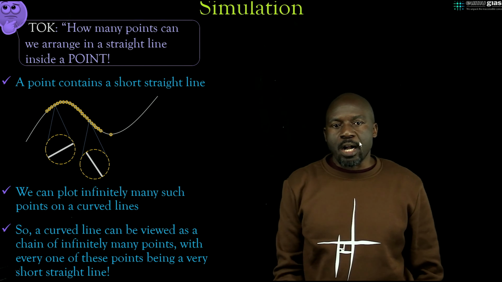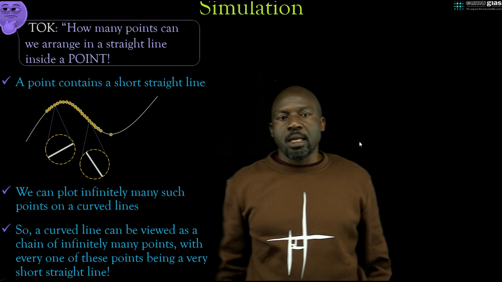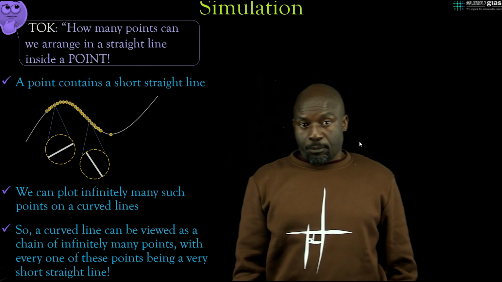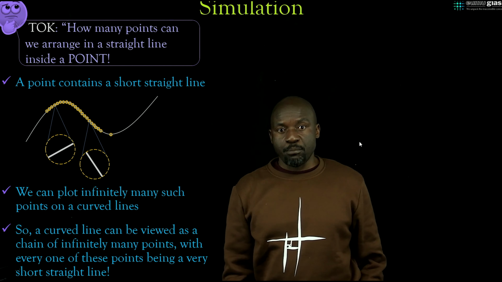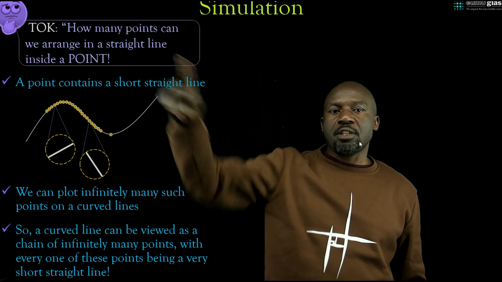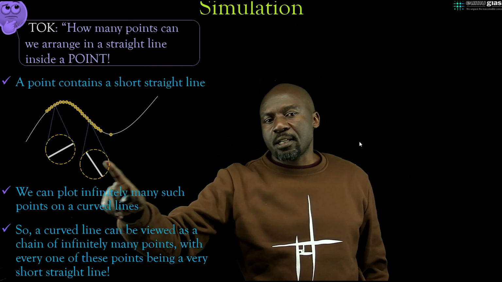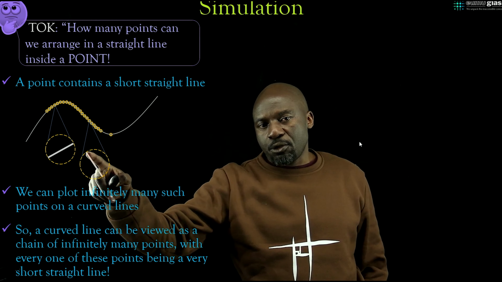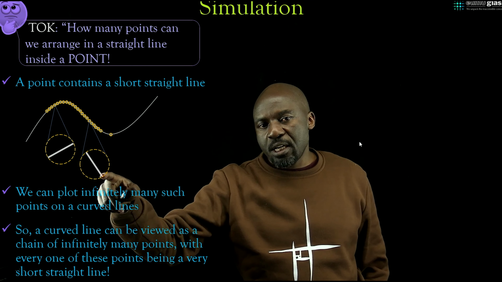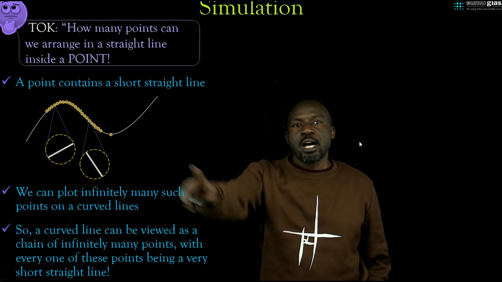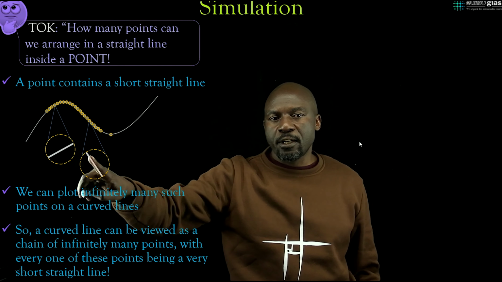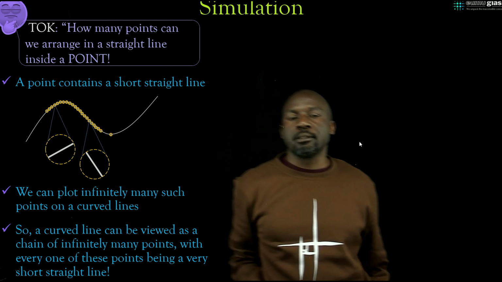Okay? So a curved line such as this one can be viewed as a chain of infinitely many points, with each of these points being a short straight line. And I might go further and answer this question and say that inside that point, which contains a line, I could add infinitely many more points. So there are, in fact, infinitely many points that could be arranged in a straight line inside a point.